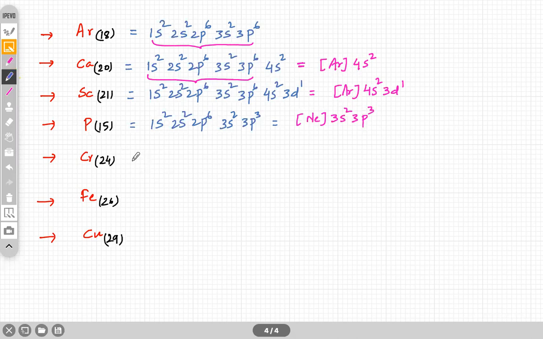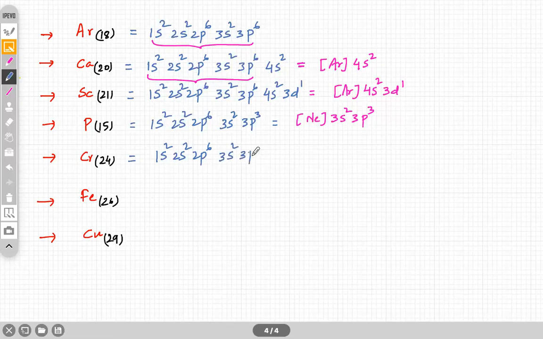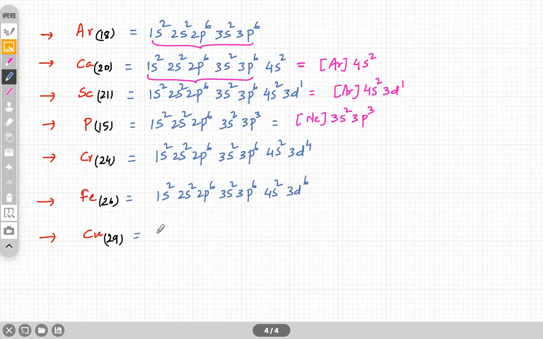Okay, this would be 1s2, 2s2, 2p6, 3s2, 3p6, 4s2, 3d4. Have some patience. I know you are going to object over here. Have some patience. I have written it. 1s2, 2s2, 2p6, 3s2, 3p6, 4s2, 3d6. This one, 1s2, 2s2, 2p6, 3s2, 3p6, 4s2, 3d9. Okay, all these configurations we have, correct?